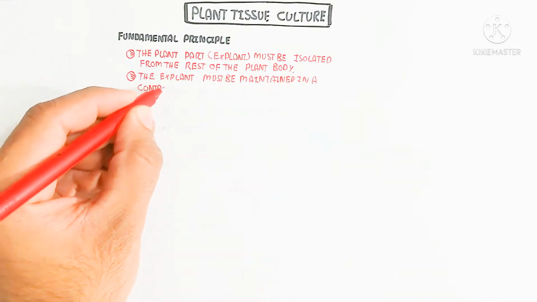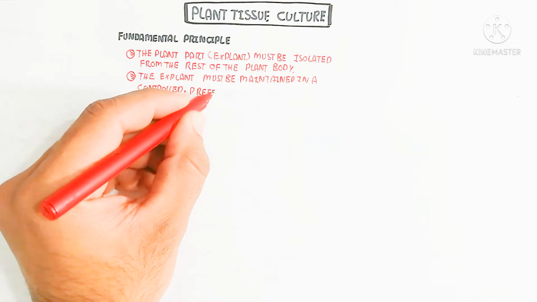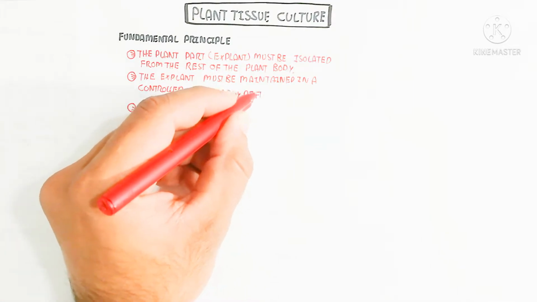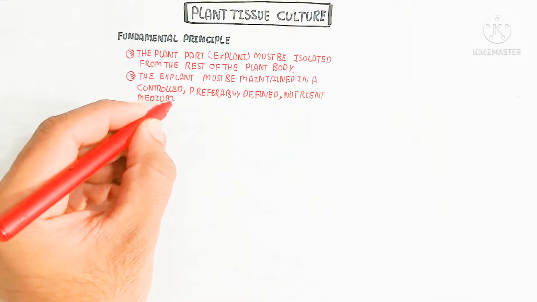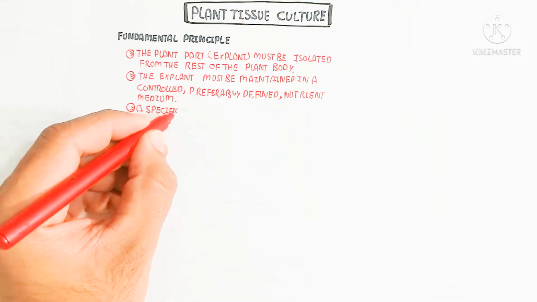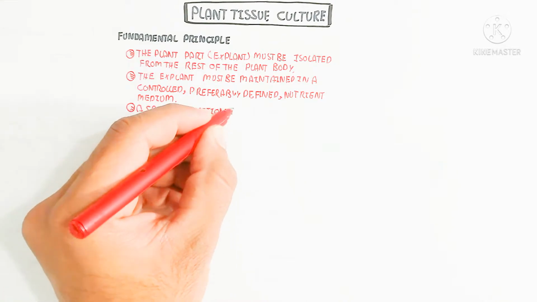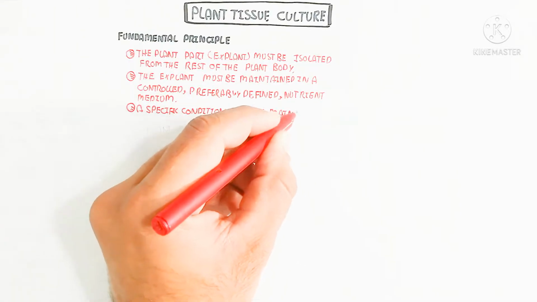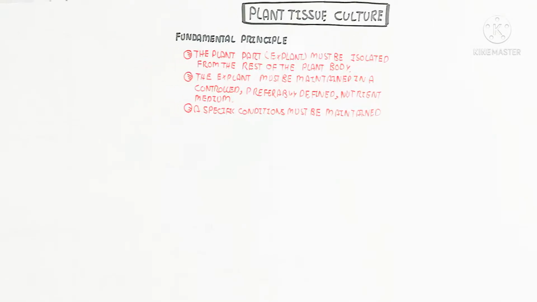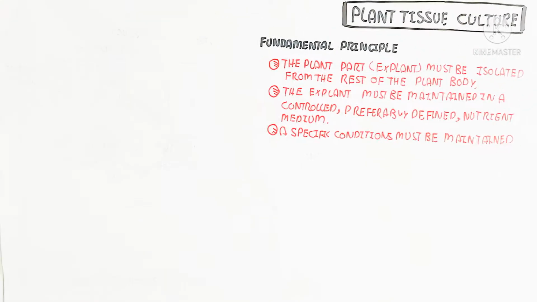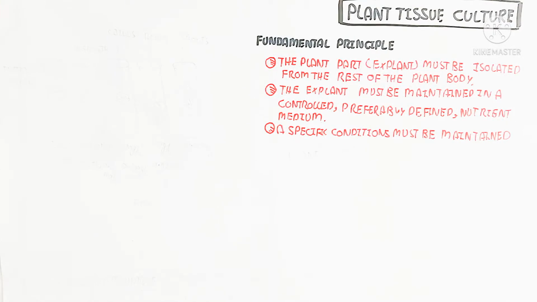It means the related nutrients for the explant should be provided. A specific condition must be maintained. A specific condition means the temperature and the environment as well as the nutrients, which are the requirement for the plant. So let's begin to understand the hormonal triggering for the development and the cell growth.